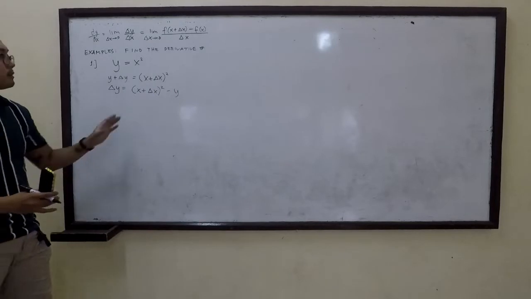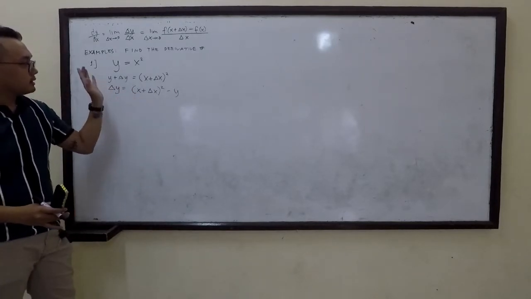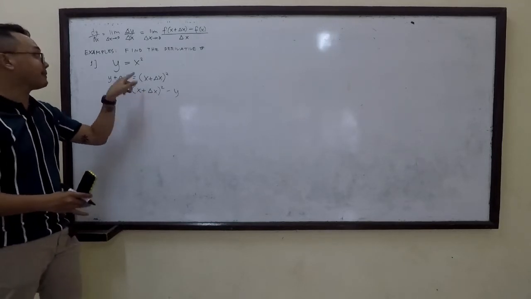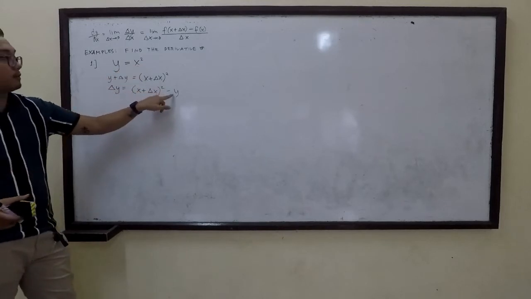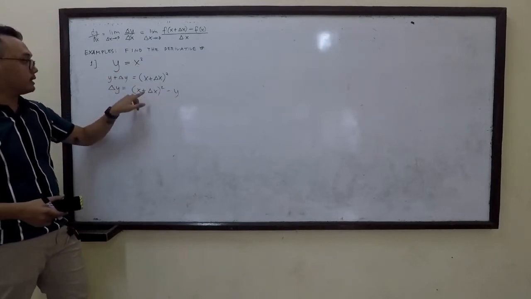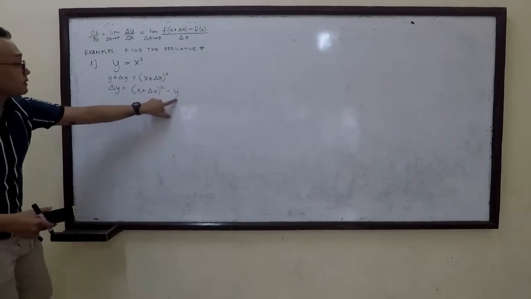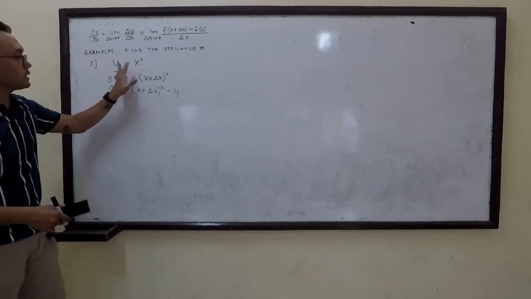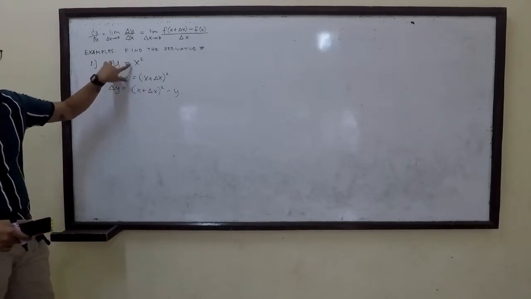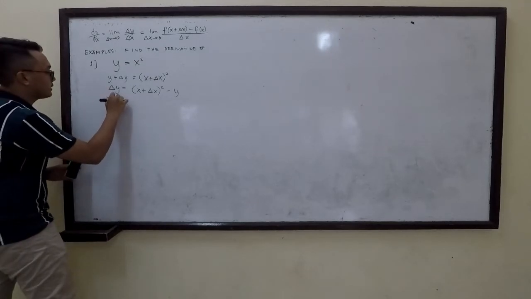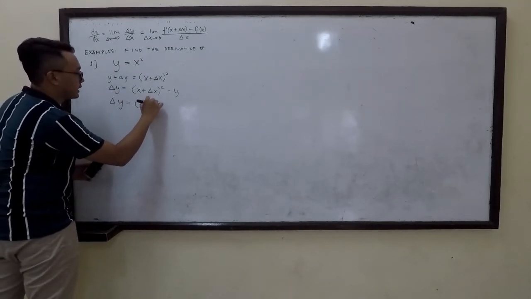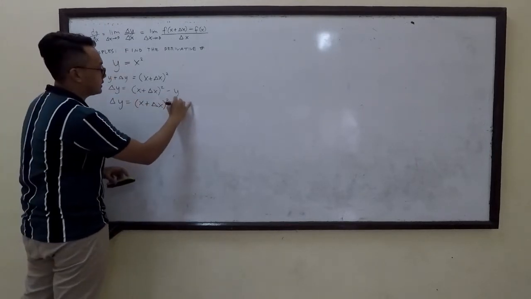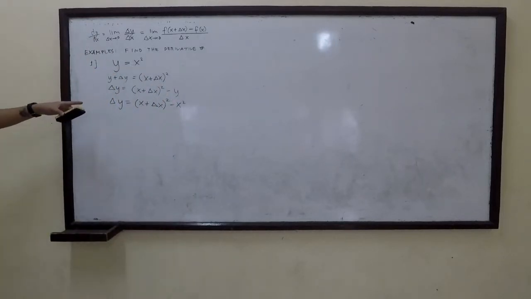Then remember, the right side of the equation should only contain the independent variable. So we need to change this y, because this is y and the rest are x. From the main equation, we have the value of y, which is x squared. So we are just going to substitute y with x squared. So delta y is nothing but x plus delta x squared minus x squared. Okay, so we now have the value of delta y.